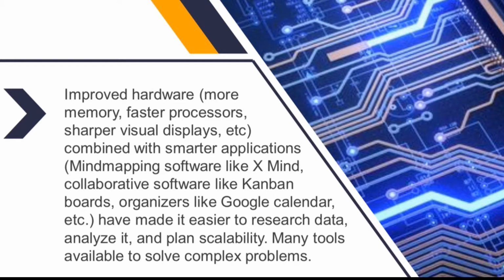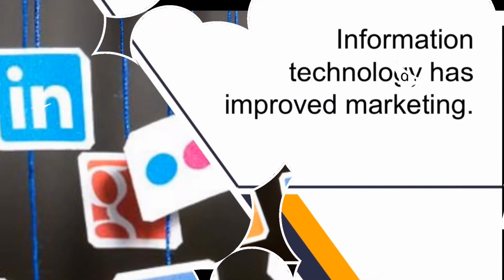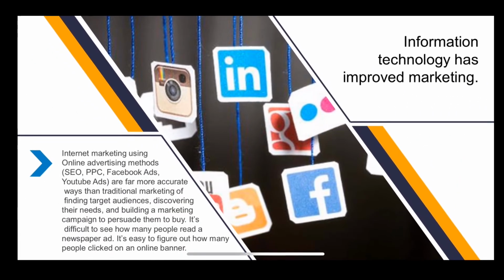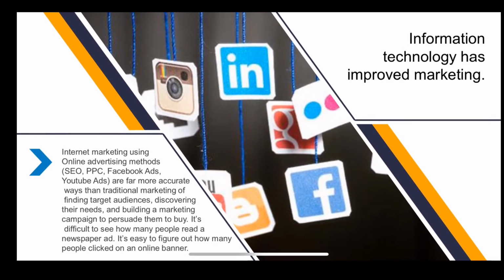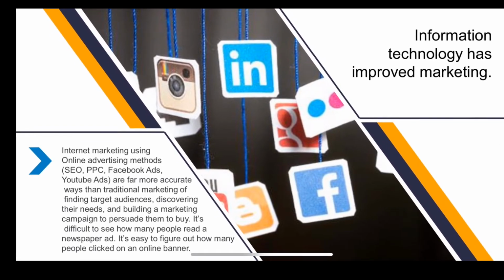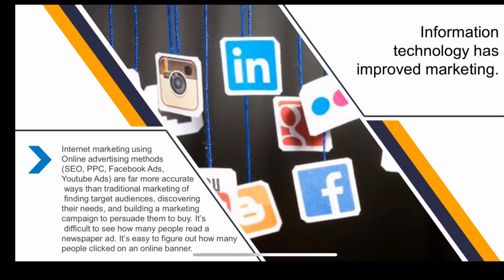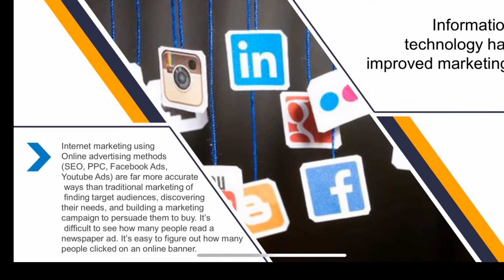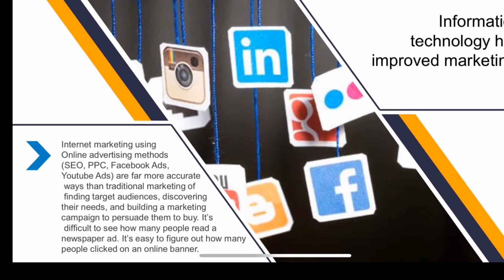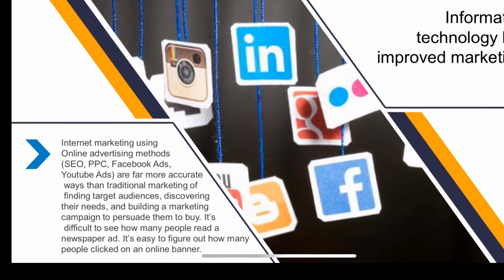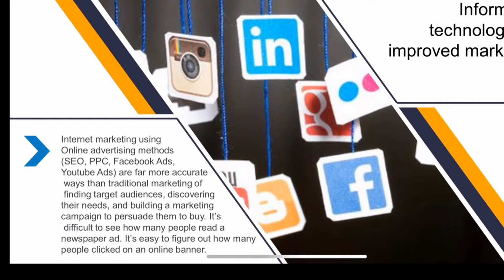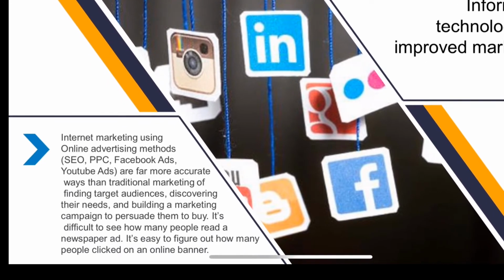Now let's discuss how information technology improved marketing. So let's take a look. Internet marketing using online advertising methods like SEO, PPC, Facebook ads, and YouTube ads are far more accurate ways than traditional marketing of finding target audiences, discovering their needs, and building a marketing campaign to persuade them to buy. It's difficult to see how many people read a newspaper ad. It's easy to figure out how many people click on an online banner.